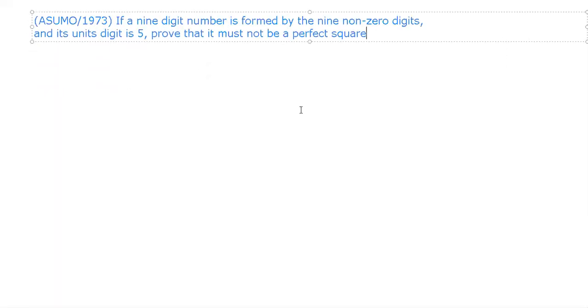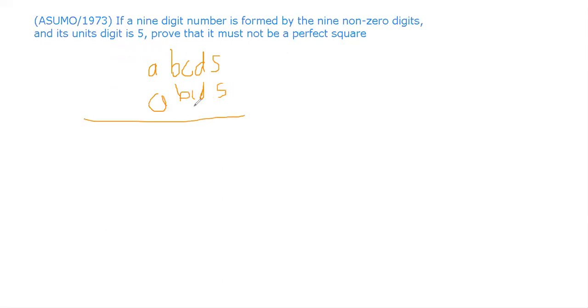Similarly, I erased the question by mistake. Here's the question. So let's assume that our number was ABCD5, a 5-digit number, because 9 is 2 times 5 minus 1. We are going to prove this by contradiction.